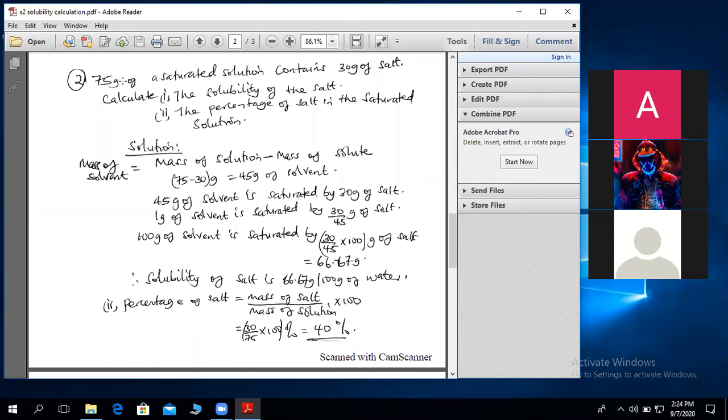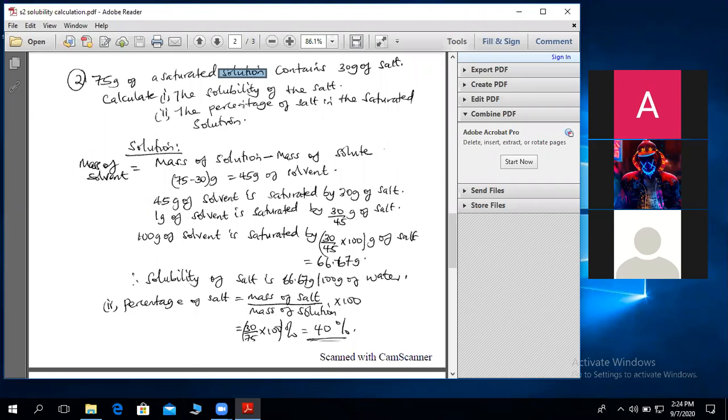75 grams of a saturated solution. Take note of this word, a saturated solution. So it means that the mass of the solute and water. To get a solution, you dissolve the solute in the solvent. If you get a spoon of sugar and you add it in water and you mix, now you have a solution containing water and sugar. So that's the solution we are talking about.